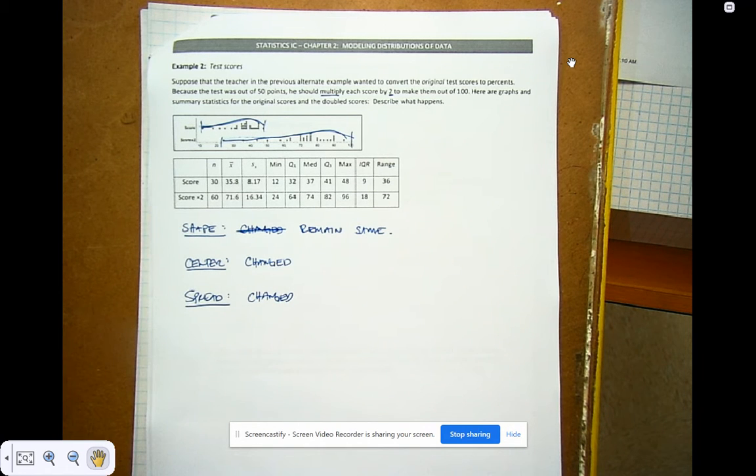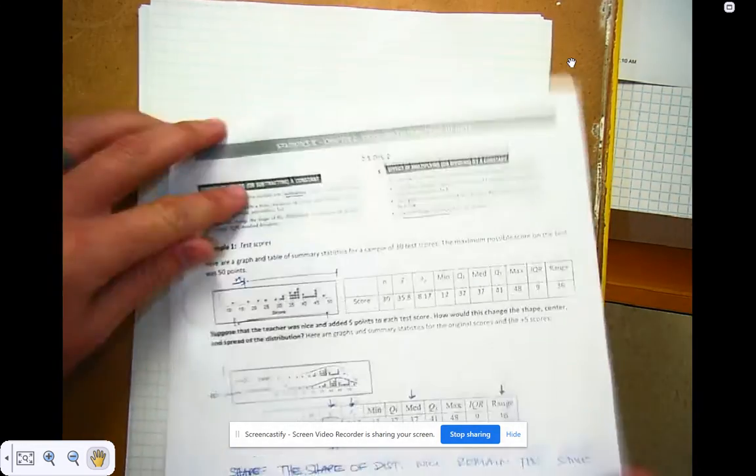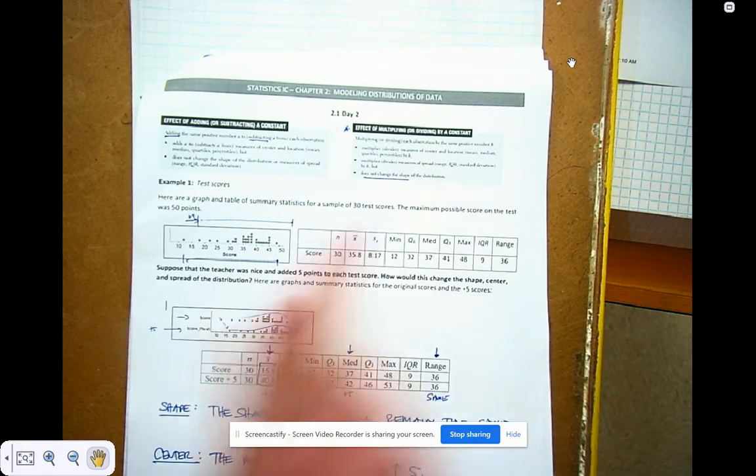You'll have notes on assessments, but if you could keep those little boxes right here on this first page, it will remind you what happens when you add or subtract something to data versus multiply and divide.